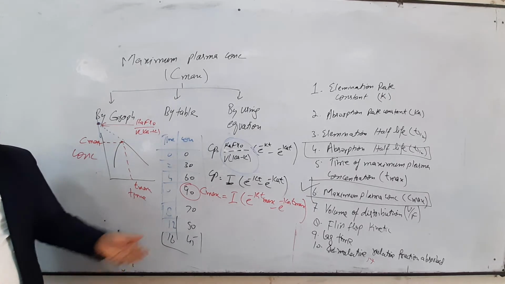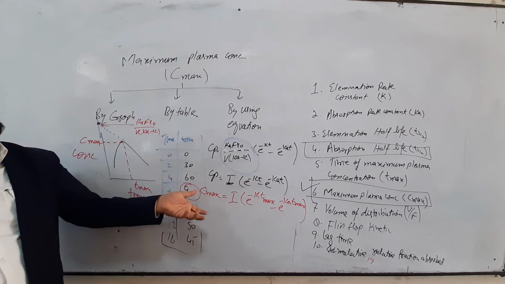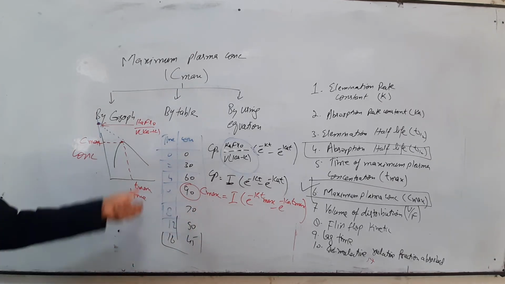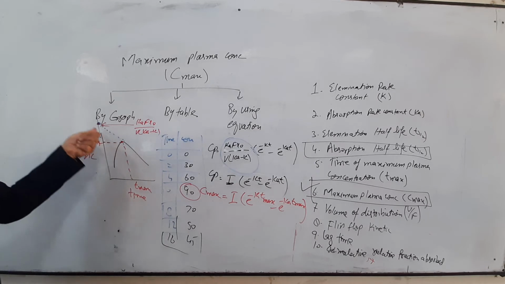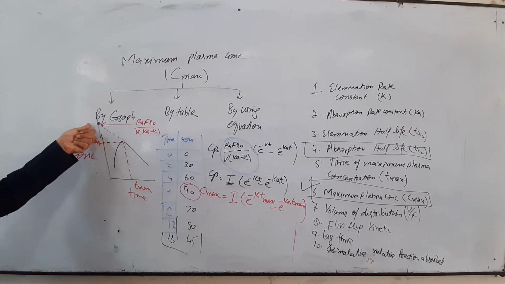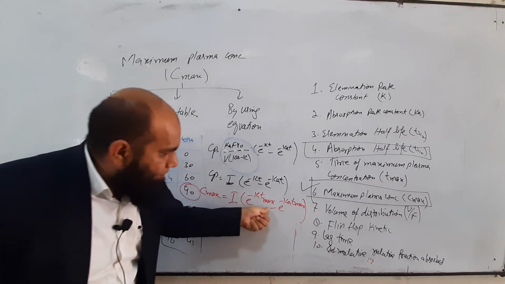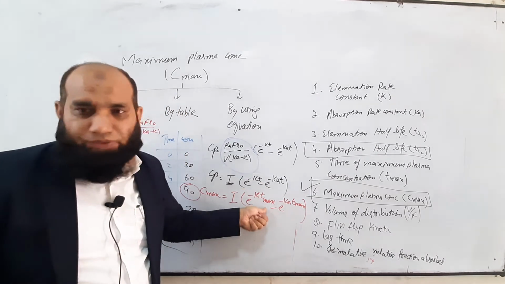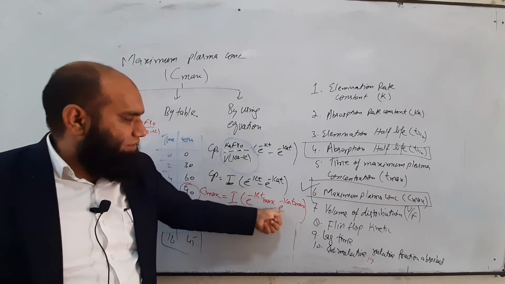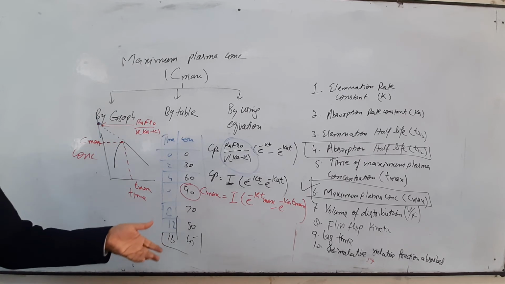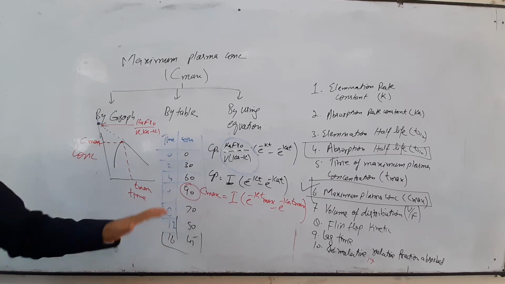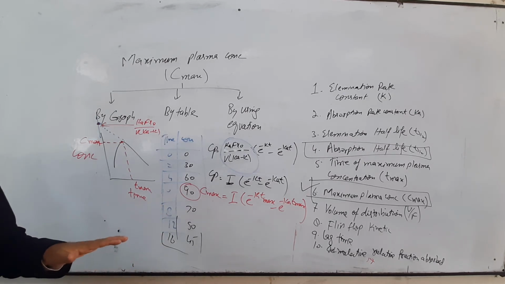Cp max can be calculated only by taking the intercept of the elimination phase. This intercept will coincide with the y-axis, that is actually the concentration, and we will replace this t with Tmax: e^(-K Tmax) minus e^(-Ka Tmax). Now these are all those parameters which we can solve very easily by constructing the graph.